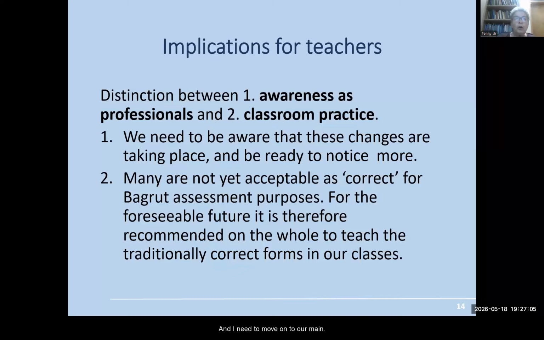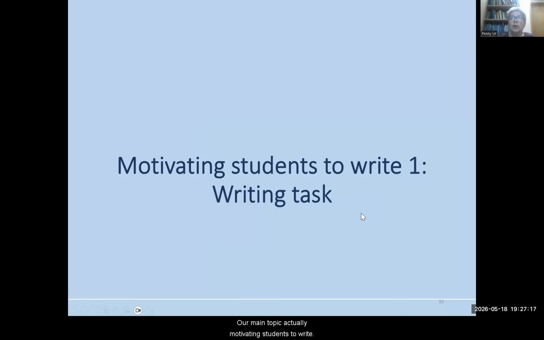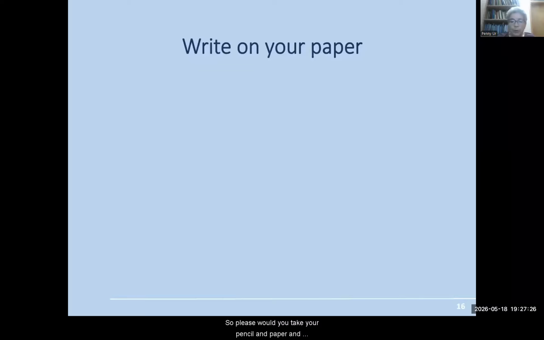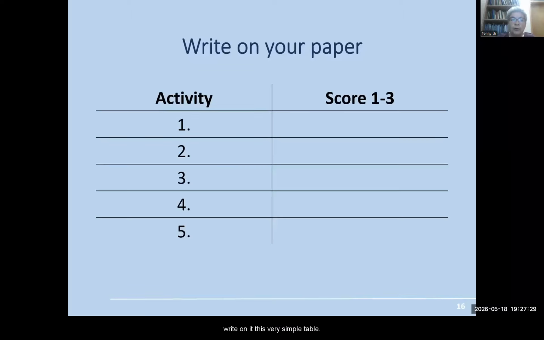I need to move on to our main topic, actually, motivating students to write. Now, I'm going to make you work a bit here. And remember, I reminded you to have pencil and paper by you. So please, will you take your pencil and paper and write on it this very simple table. So 2 columns, with the left-hand column 1, 2, 3, 4, 5, and the right-hand column headed score from 1 to 3. I'll give you a minute or two to write that. It's fairly simple, and then I'll explain what I want us to do.